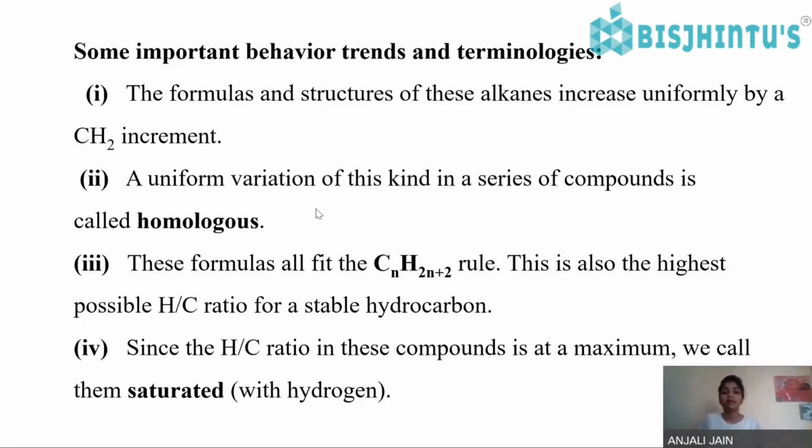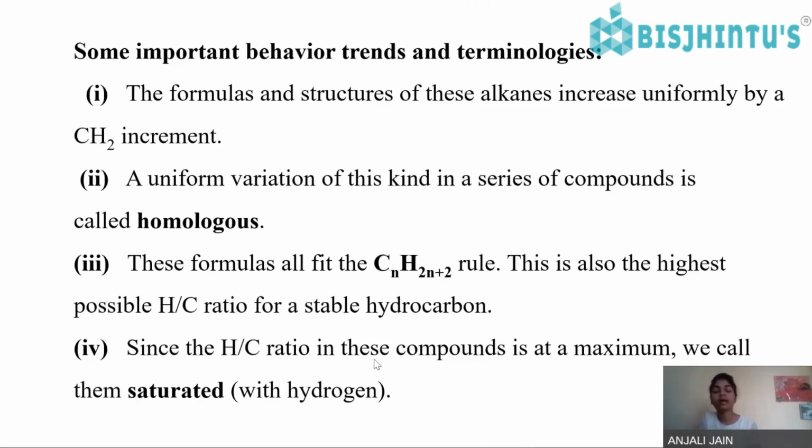So these formulas all fit the CnH2n+2 rule. Okay. So that is the hydrogen to carbon ratio for a stable hydrocarbon. This also is possible. And since the hydrogen to carbon ratio in these compounds is at maximum, we call them saturated. Saturated means having single bonds with hydrogen.